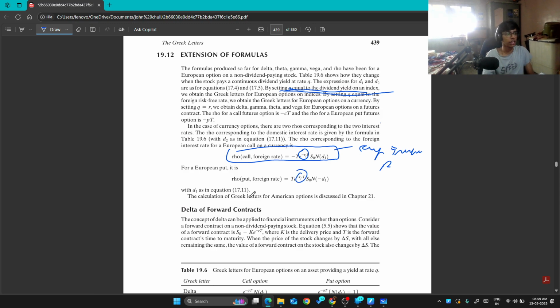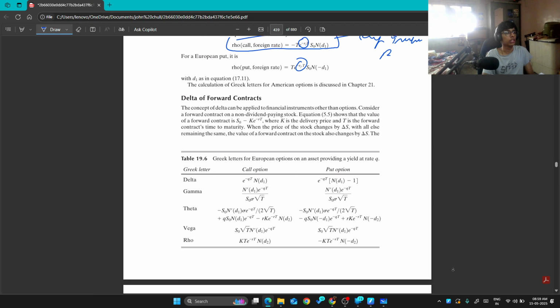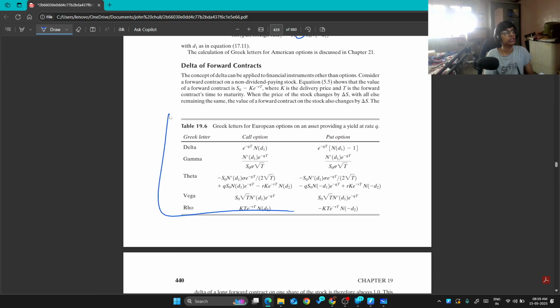And let's say the delta of a forward, and another table is this. If there is a dividend yield, you can understand Q as the dividend yield, and see how the delta value is changed. You can see the formula. Instead of R, there is Q, and there is a discounting. We discount it, and here also we discount the dividend.